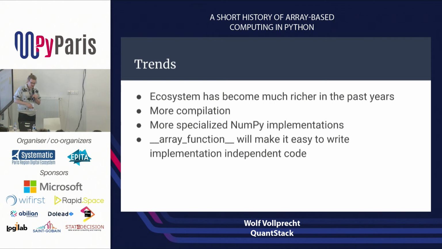Yeah, let's just have a last look at some concluding trends. The ecosystem has become a lot richer in the past years. We see a lot more interest in actually compiling Python or Python-like code into something really fast. And there are more specialized NumPy implementations for different ideas, and the array function will make it easy to write implementation-independent code.